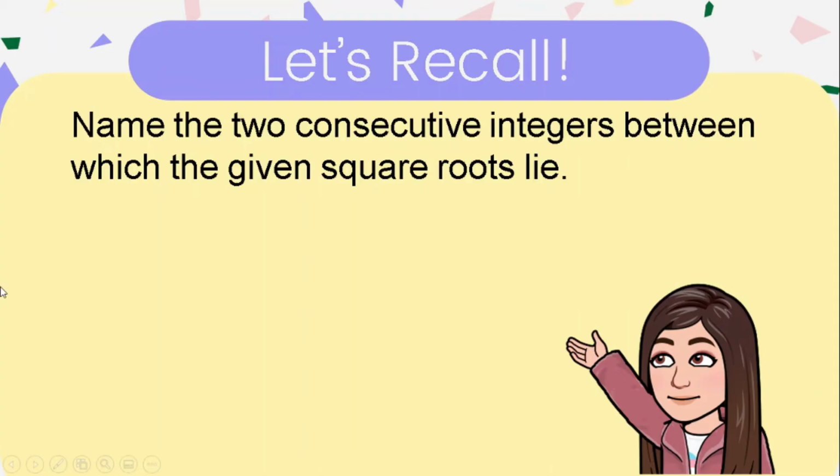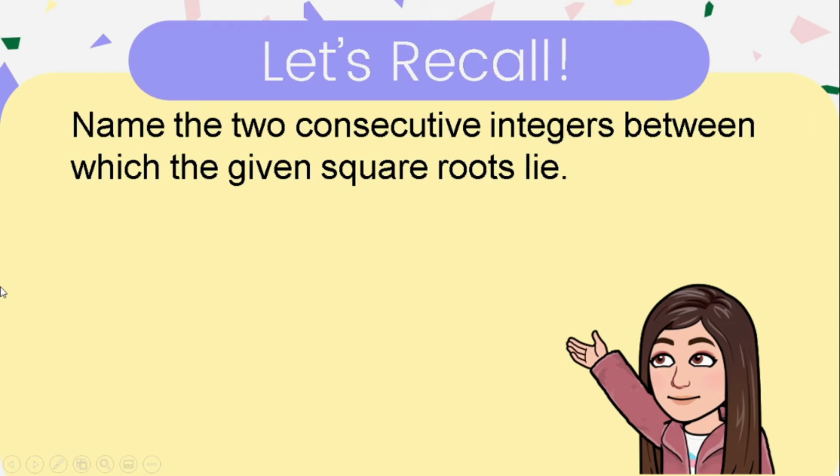In our previous discussion, you have learned how to estimate square roots of a whole number which are not perfect squares. Now, what we're going to do is to plot those estimations on a number line. But before that, let's have a quick recap on identifying two consecutive integers between which the given square roots lie.